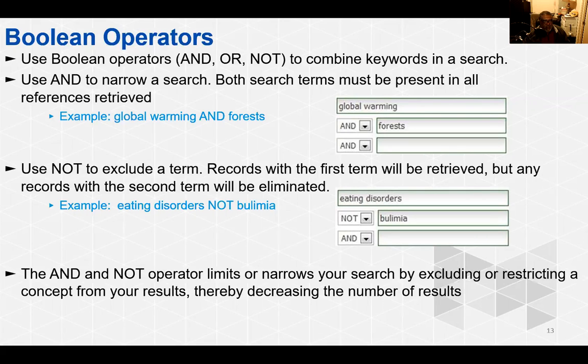Use the not to exclude a term. Records with the first term will be retrieved, but any records with the second term will be eliminated. For example, eating disorders, but not bulimia. The and and not operators limit or narrow the search by excluding or restricting a concept from your results, thereby decreasing the number of results.